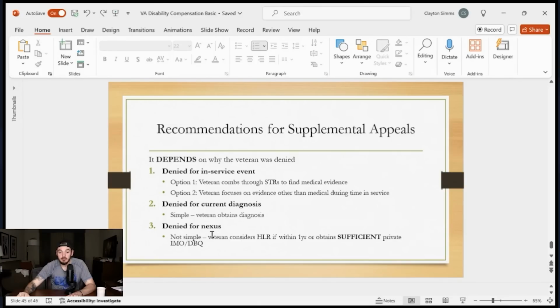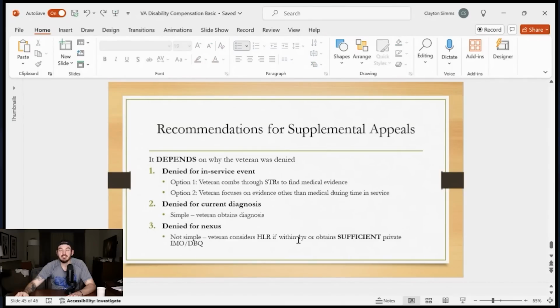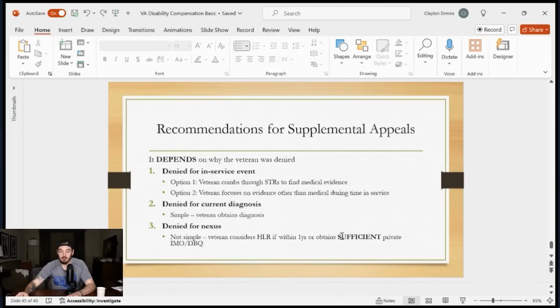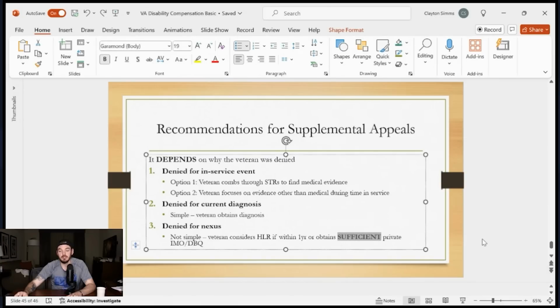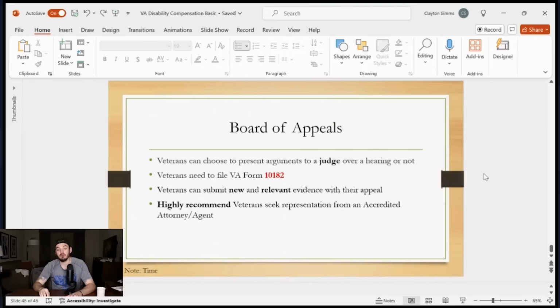This one's not simple, and this is when I would start to at least consider sufficient private IMOs and DBQs. The reason I put the word sufficient up there is because are there those that write and submit baloney medical opinions and DBQs? Absolutely. If you're going to pay, you'll want a good one. Okay. Top dog. Again, that's going to be in the advanced course.